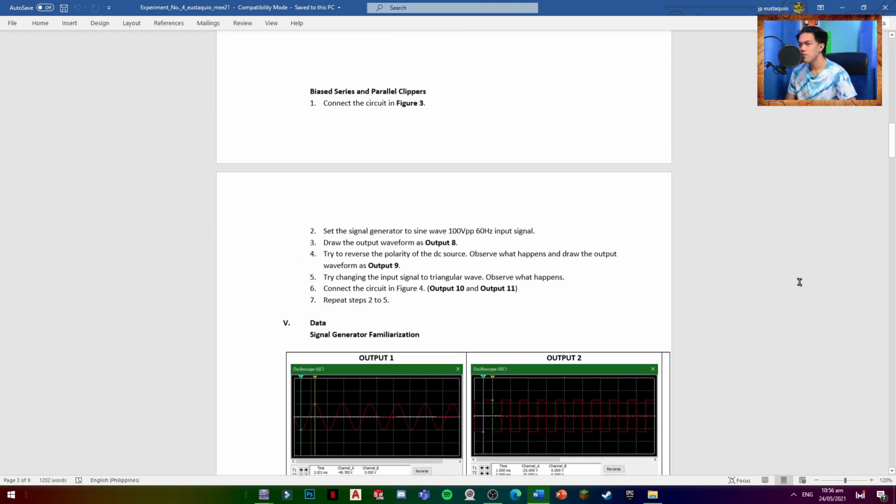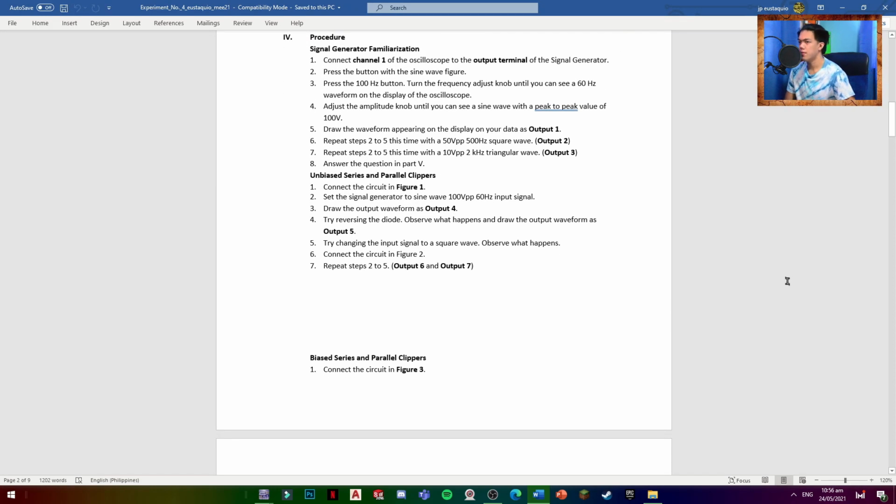So let's move to the second procedure: unbiased series and parallel clippers. First is to connect the circuit in figure 1. Second is to set the signal generator to a sine wave, 100 volts peak-to-peak and 60 Hz input signal. Third is to draw the output waveform as output number 4. Fourth is to try reversing the diode, observe what happens and draw the output waveform as output number 5. And fifth, try changing the input signal to a square wave and observe what happens.